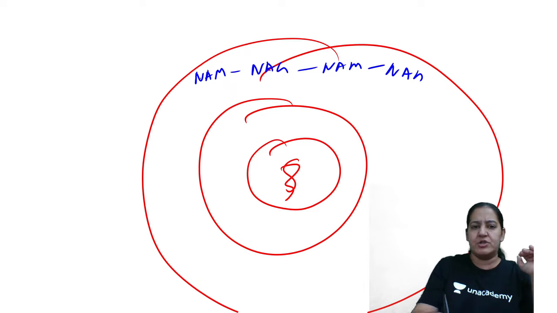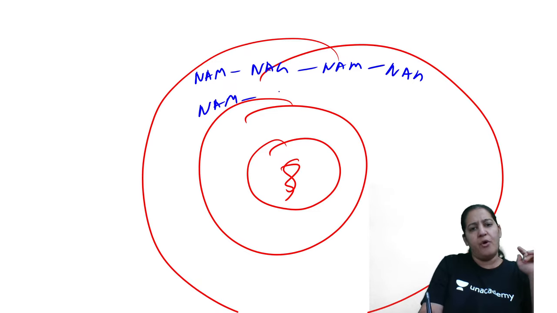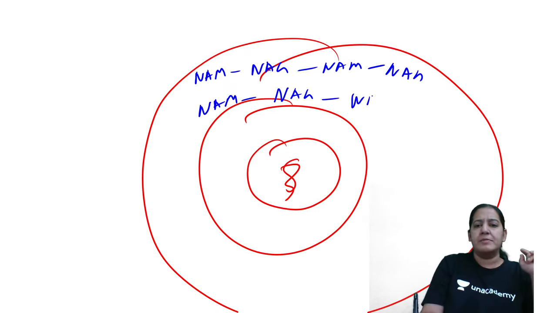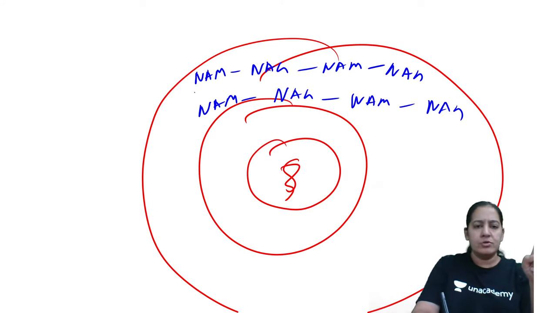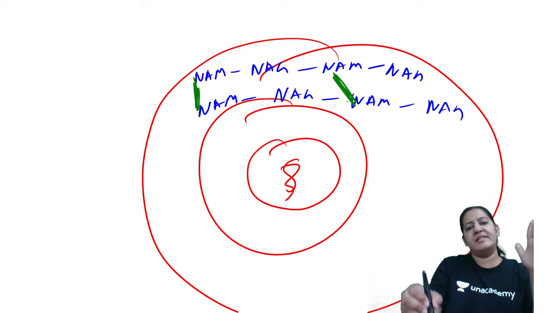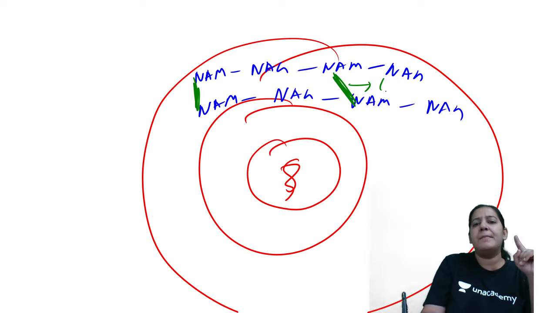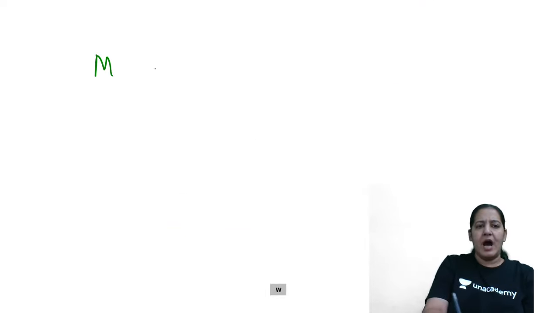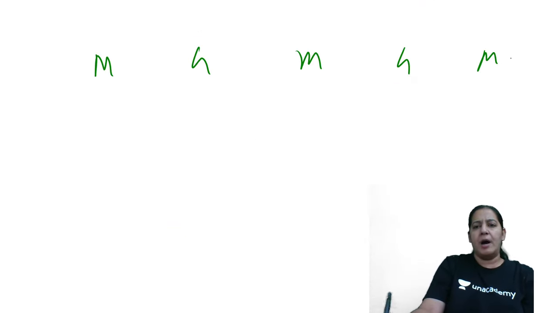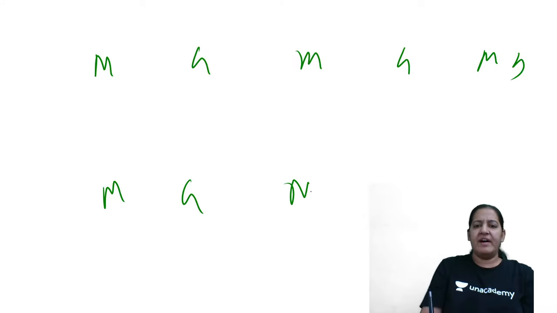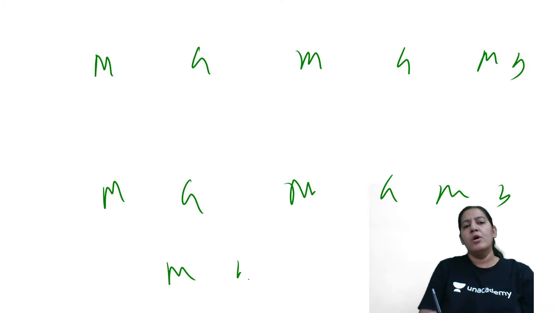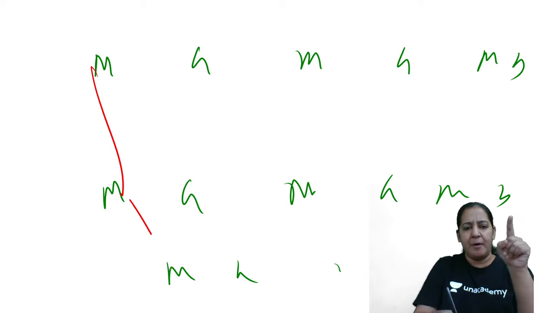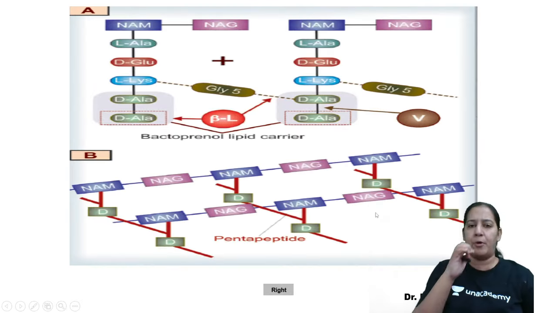Can you see? This is the first row. Likewise, there is second, third, fourth. So there is NAM, NAG, NAM. So how the various rows are bound with each other is with the help of cross-linking. The NAM units are bound with each other and this is known as cross-linking. Cross-linking is very important for providing stability to the cell wall. So this is row 1: NAM, NAG, NAM, NAG, NAM, NAG. This is the second row. Likewise, this is the third row. So all the rows are interconnected with the help of the NAM unit. And the cross-linking is very important for stability.